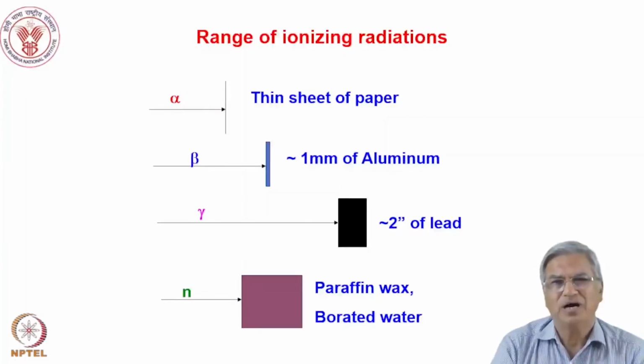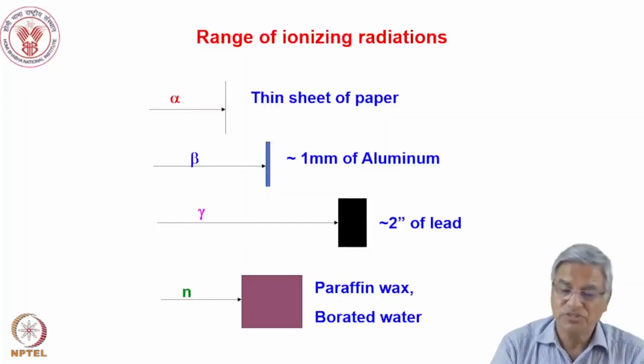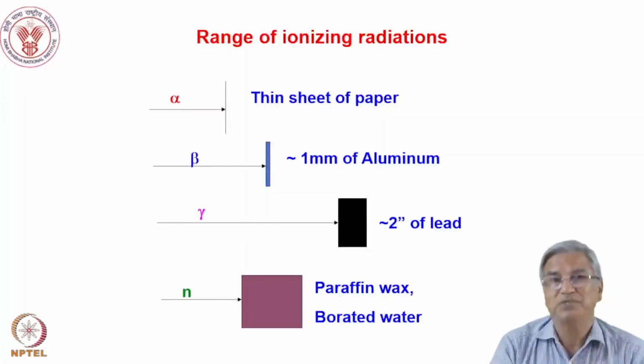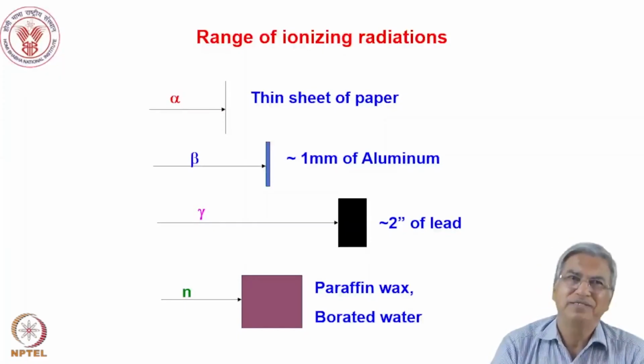The gamma rays are waves, electromagnetic radiation, so they can travel much more distance, and you require a high Z material, as we will discuss later on. Almost a 2-inch thick lead brick is required to stop the gamma ray.